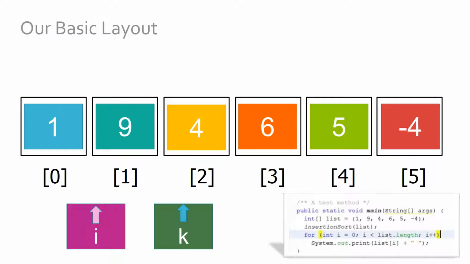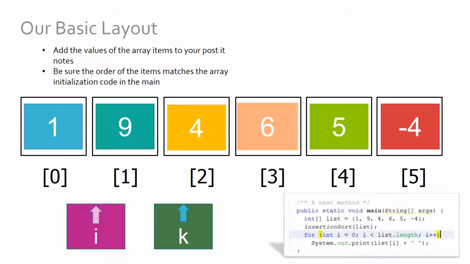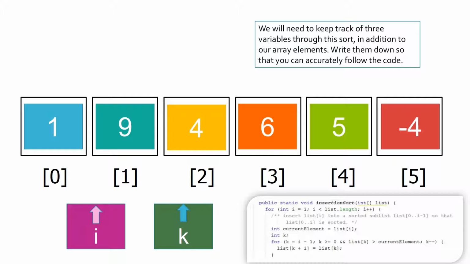Here is our main code. We're going to set up all of these numbers from our array into our array post-it notes. So we're ready. We'll need to keep track of 3 more variables through this sort besides our array elements, so write them down so that you can accurately follow the code. We need i, k, and our currentElement variable.